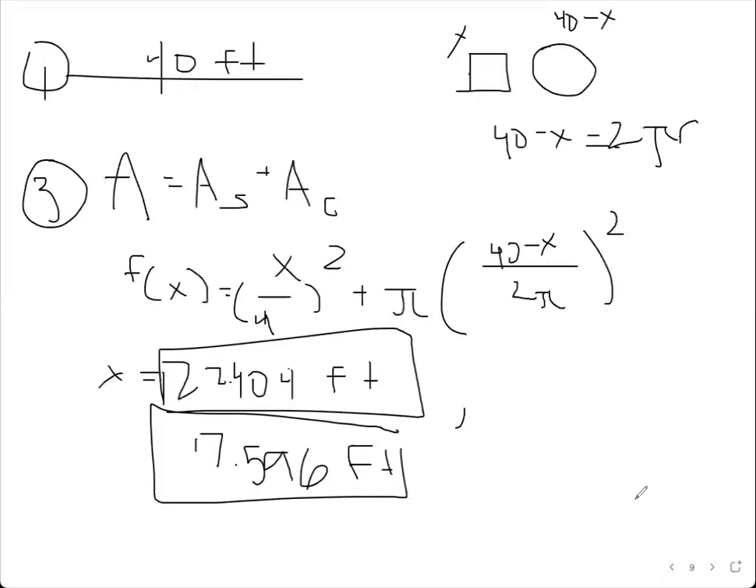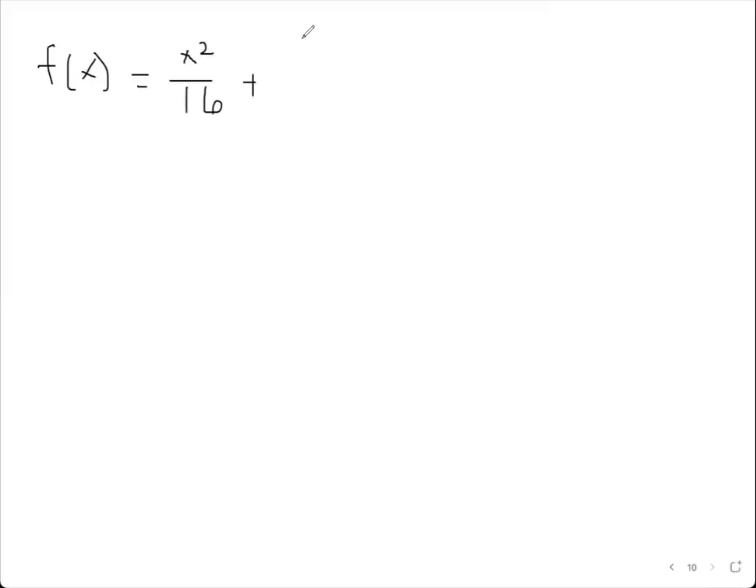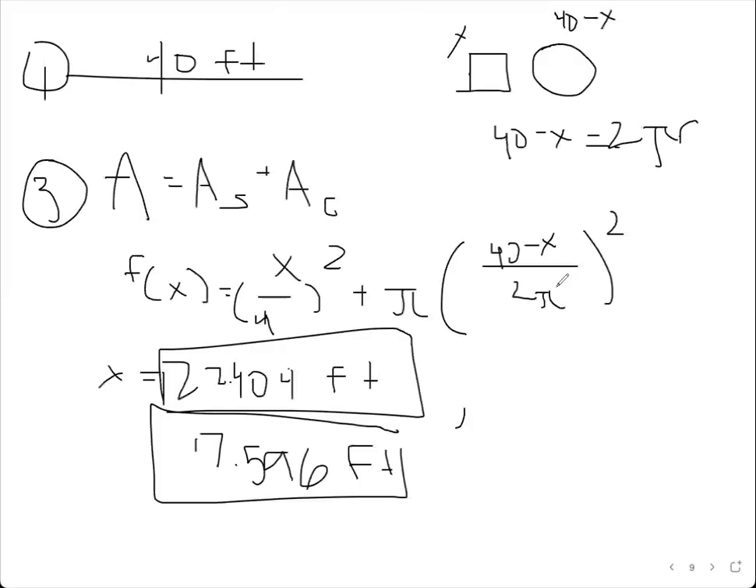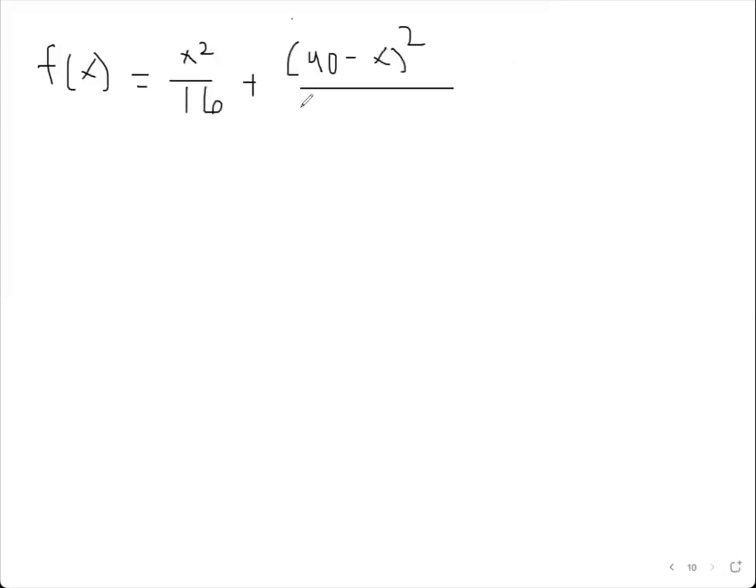F of x is equal to, well, it was x over 4 squared, so it'll become x squared over 16 plus, and this has pi times this squared. So we could do, instead, we can do 40 minus x squared over, this is 4 pi squared, because it's squared, and then times pi cancels out one of the pi, so it becomes 4 pi. Both of these are just constant.